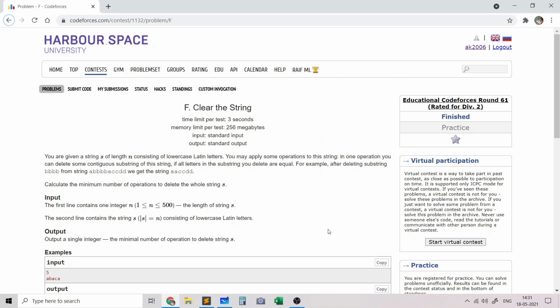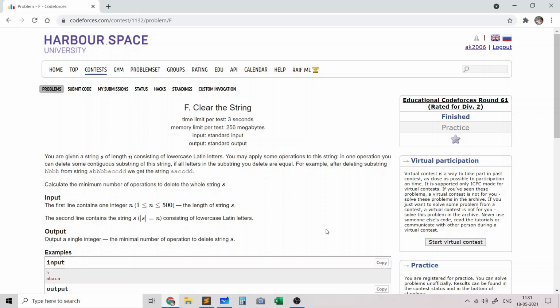Hello everyone. In this video, I will go over my solution to the problem named Clear the String. This problem is taken from Educational Round 61 and is rated 2000. It is based on range DP and is quite similar to the previous problem that I did on range DP. So let's look at the problem statement.